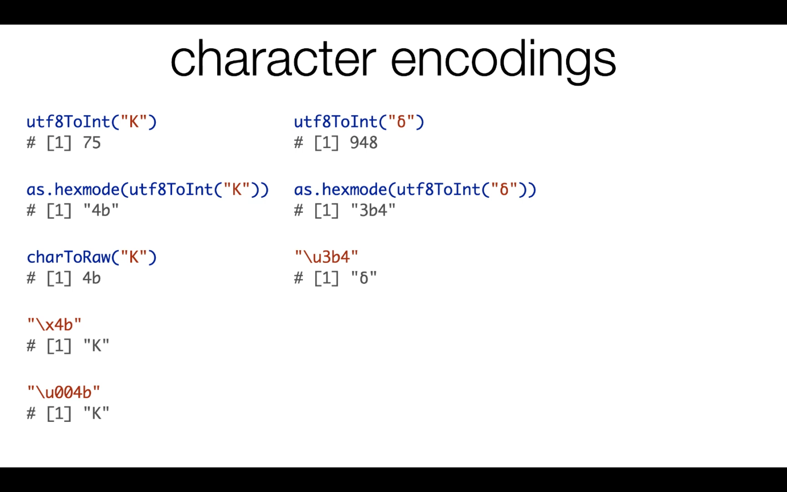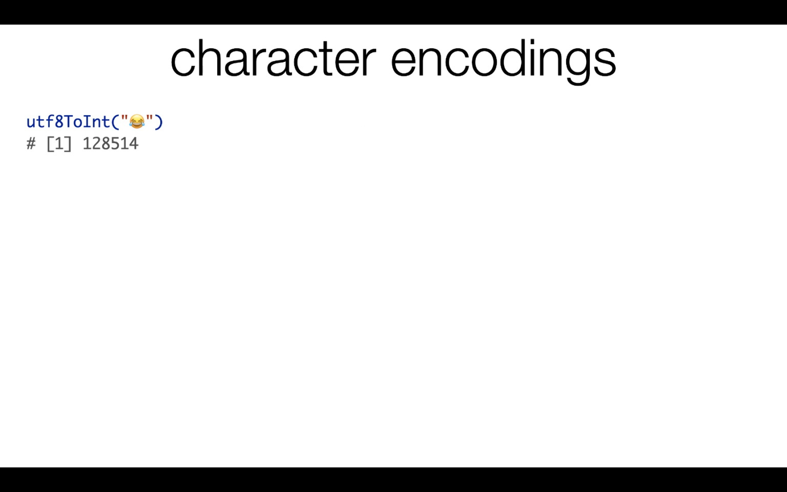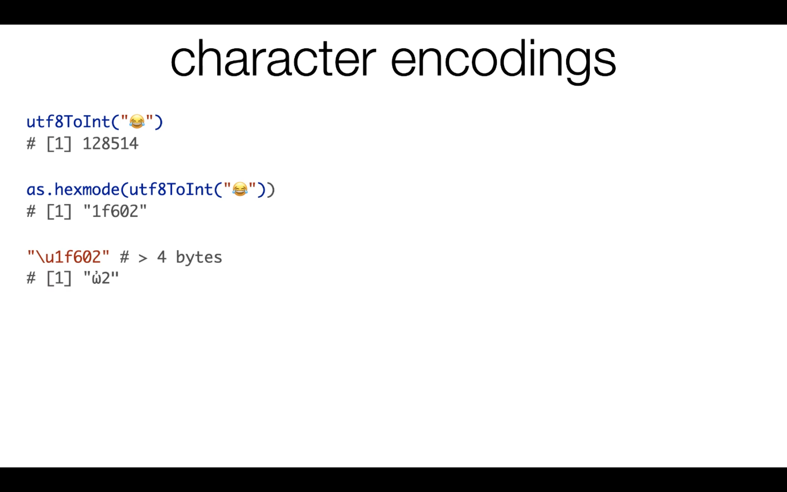Or we can even go further into things that are not even characters, but to the computer, they are characters. In particular, things like emoji that you get all the time in text data these days, that before you never really would have thought about. So UTF-8 to int, this is 9,996. Its Unicode representation looks like this, and we could have obtained that using as hex mode UTF-8 to int. Now, this doesn't always work as nicely as you might suspect. For example, this emoji's int looks like that. The hex mode is this, but if you actually just try to use the \u, that doesn't work.